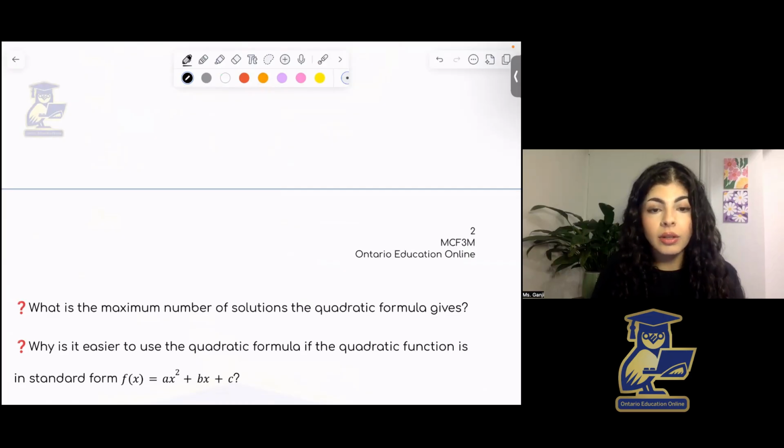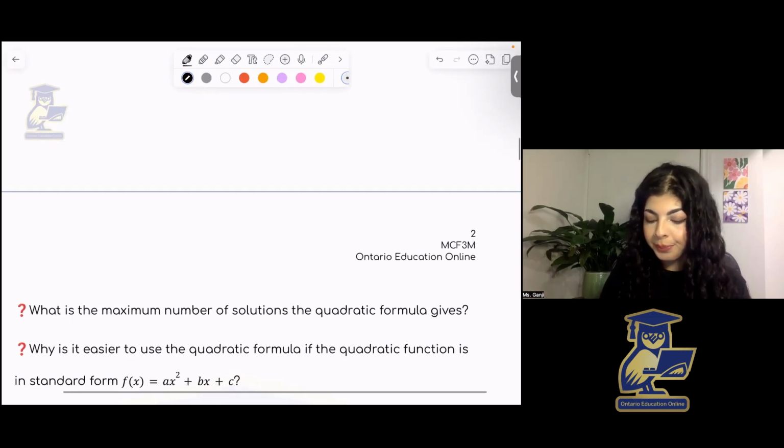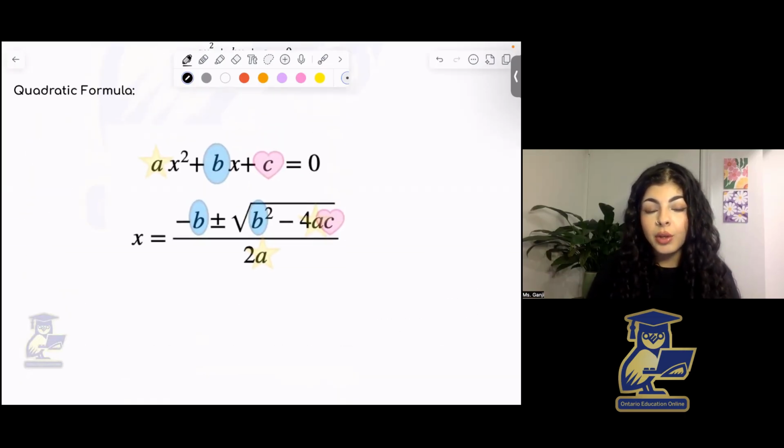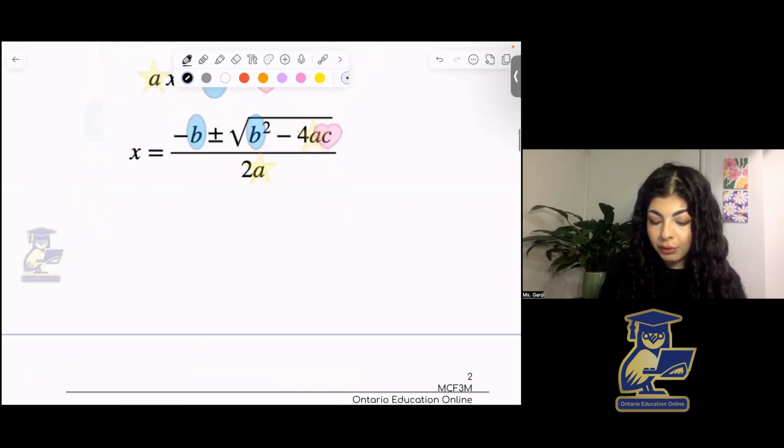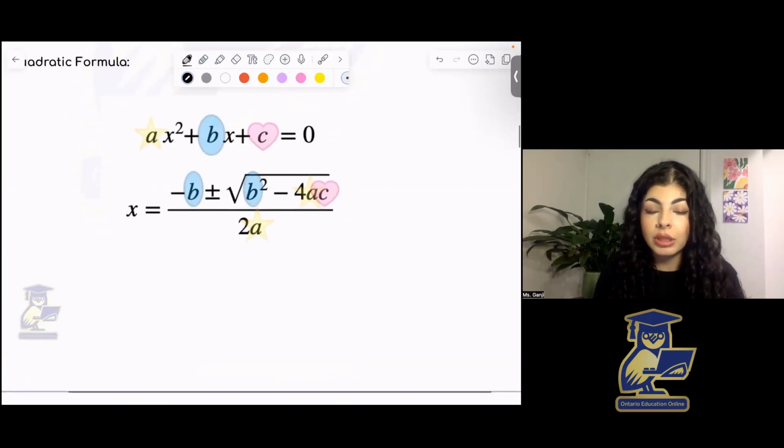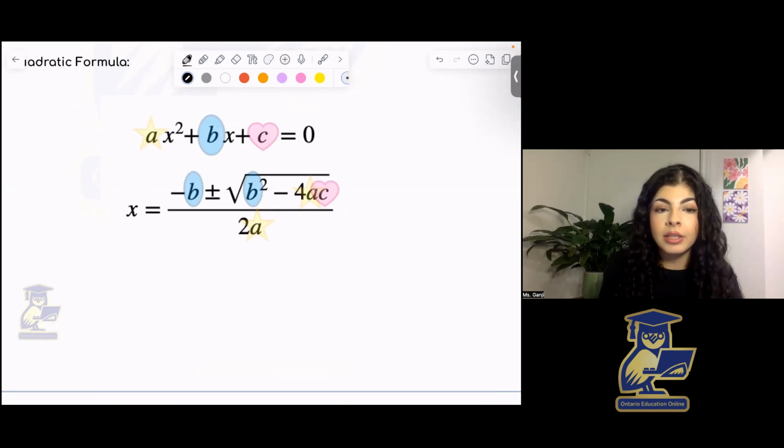The next thinking question I have for you is, why is it easier to use the quadratic formula if your function is already in the standard form f of x is equal to ax squared plus bx plus c? To answer that, you would look at the formula, and the values you're using in there are a, b, and c. So when you already have your function in standard form where a, b, and c are clear, it's way faster to apply the quadratic formula because you can just substitute those values in and you're not doing any additional work to expand, simplify and collect like terms.